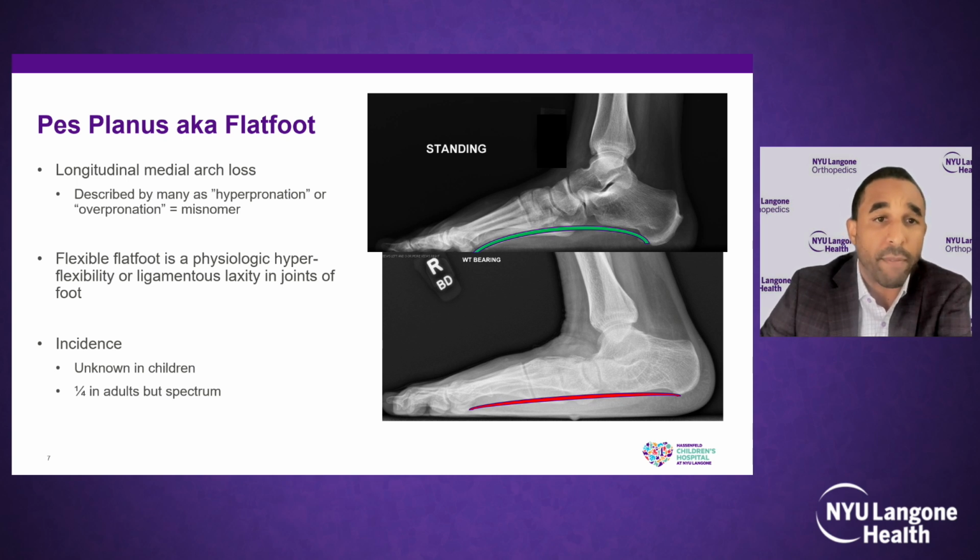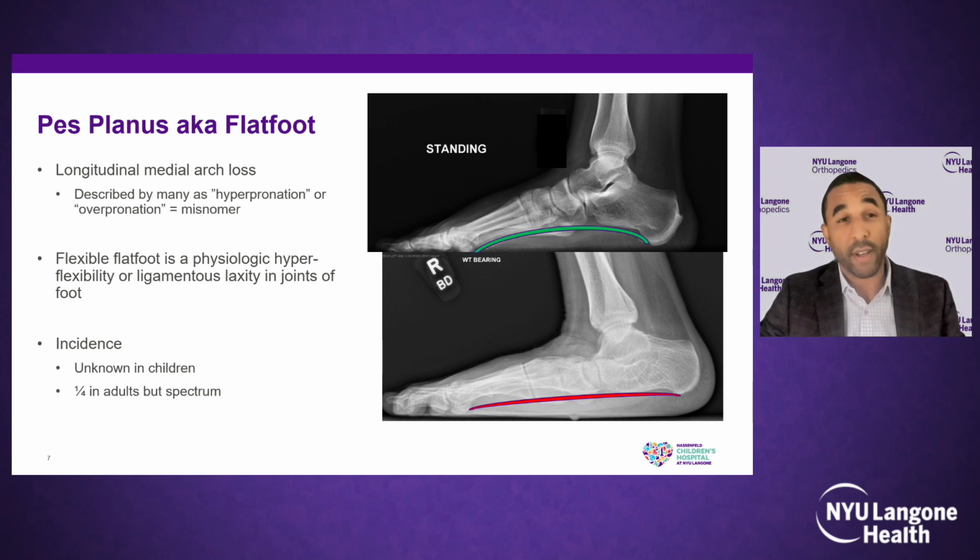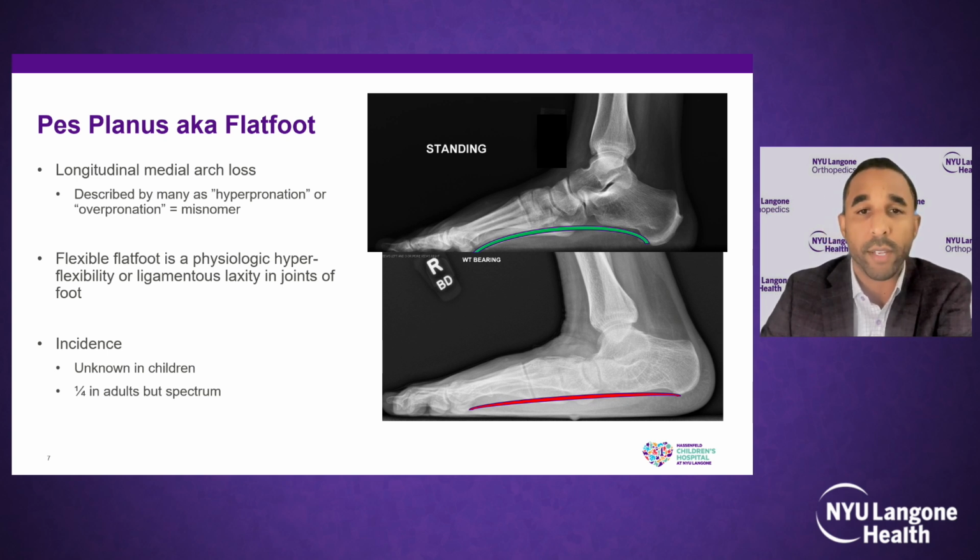So flexible flat foot is often physiologic. It's hyperflexibility. It's ligamentous laxity. And in pediatrics, that's especially true. A lot of the flat foot really is not problematic. It's just related to flexibility and development. We say that there's an unknown incidence, really just because a lot of flat foot is not symptomatic. It's not something that is seen. The numbers can be anywhere from 25 percent to a third of adults. I use the rule of thirds for patients to describe it because it is truly on a spectrum.